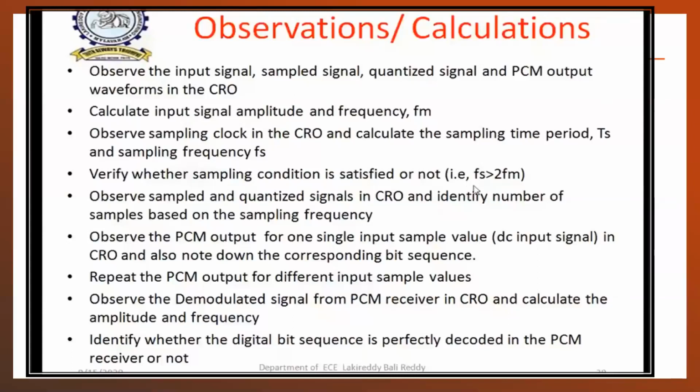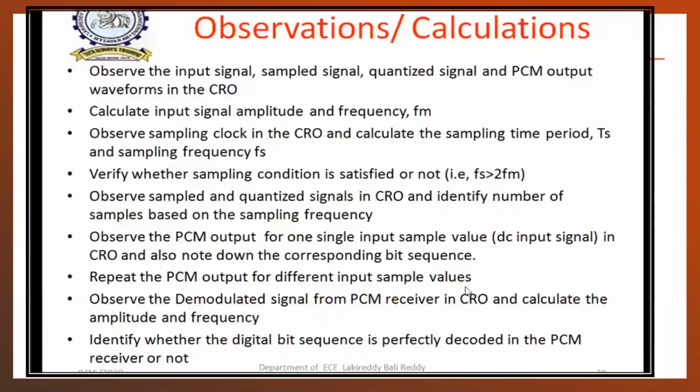And then we need to verify whether the sampling condition is satisfied or not, that is, whether FS is greater than 2FM or not. Next, observe the sample and quantized signals in the CRO and identify how many samples are generated. The number of dots in the sample output indicates the number of samples. You can also calculate the number of samples. And observe the PCM output for one single input sample value, that is from a DC signal, in the CRO, and also note down the corresponding bits.